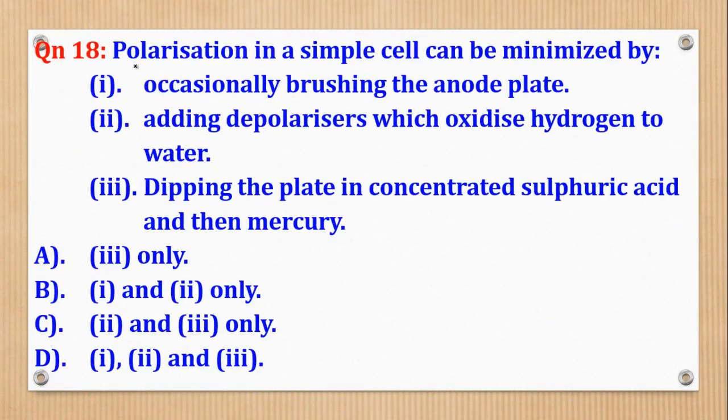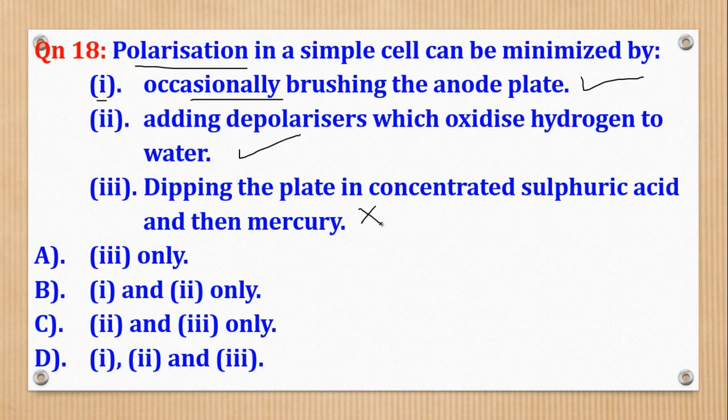18 says, polarization in a simple cell can be minimized by part A, Roman 1, occasionally brushing the anode plate, which is okay, Roman 2, adding polarizers which oxidize hydrogen to water, Roman 3, dipping the plates in concentrated sulfuric acid and then mercury.